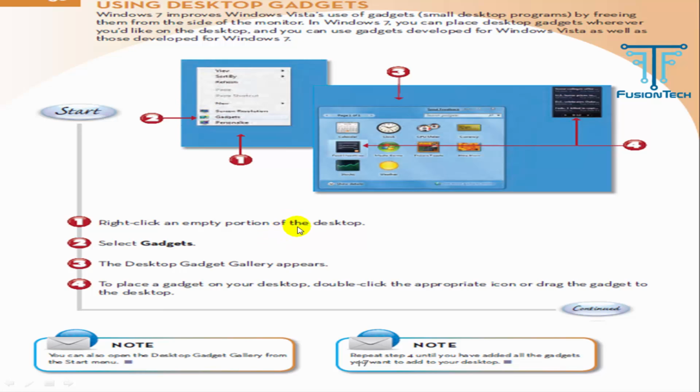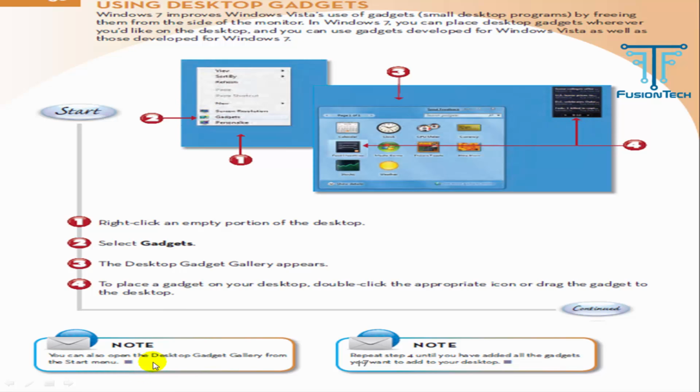Right-click an empty portion of the desktop. This is the entire screen, and you right-click the empty portion of the screen and select Gadgets. You will see this option appear, and you select Gadgets, and the gadget gallery will open. This is the gadget gallery. To place a gadget on your desktop, double-click the appropriate icon and drag the gadget icon onto the desktop. Suppose I choose Bing, so I double-click the Bing icon.